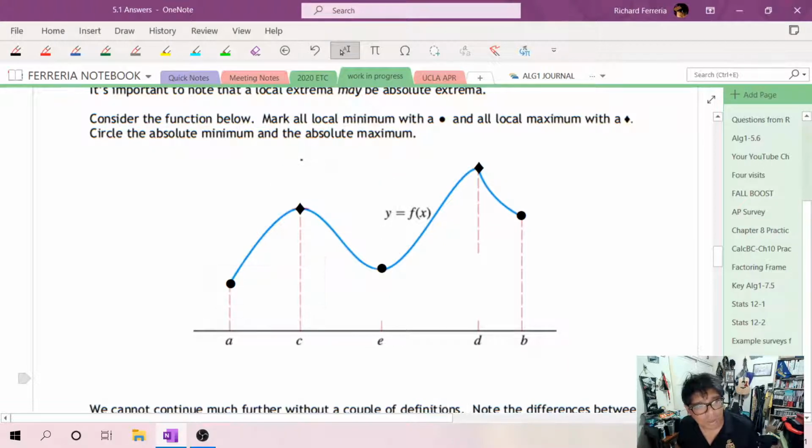Now, on this interval, can we figure out what is the absolute minimum value? What is the lowest place, the smallest y coordinate in this interval? It's point A. How about the absolute maximum, the highest point in this interval? And yeah, that's point D. Usually the absolute mins and the absolute maxes, people have a little bit less trouble with those. So there is absolute minimum, absolute maximum, local minimum, local maximum.